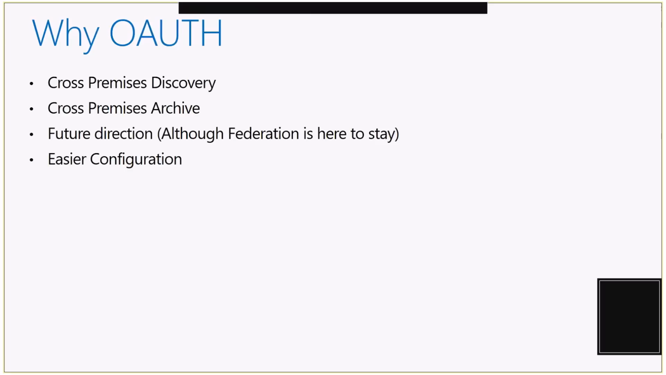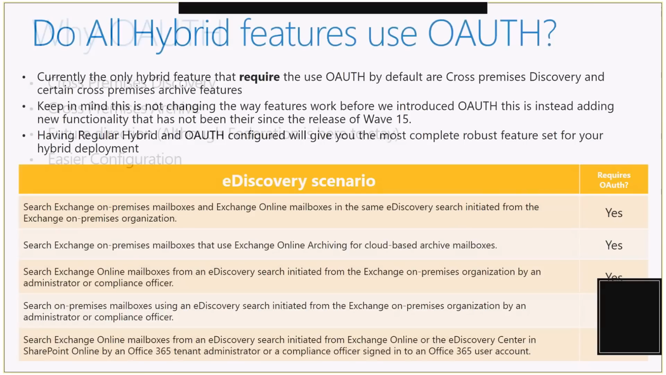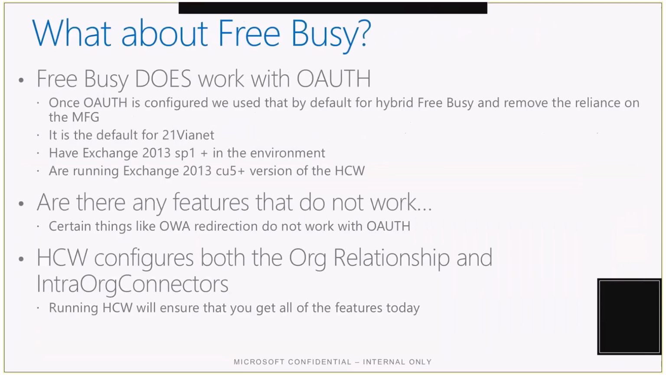But Federation is here to stay for a while, so we're going to be using both, and I'll explain how we use both as we go through. The main reason for using OAuth is for e-discovery searches, but there are other features that work through OAuth as well. The most common one is FreeBusy.